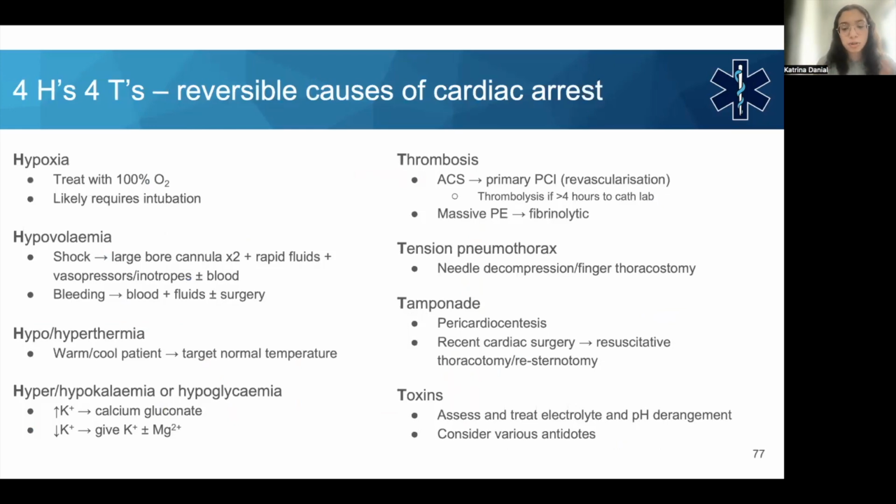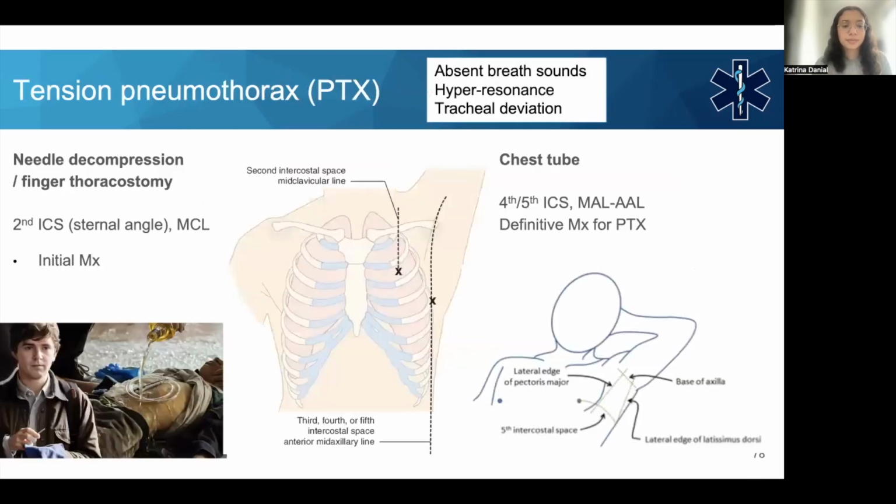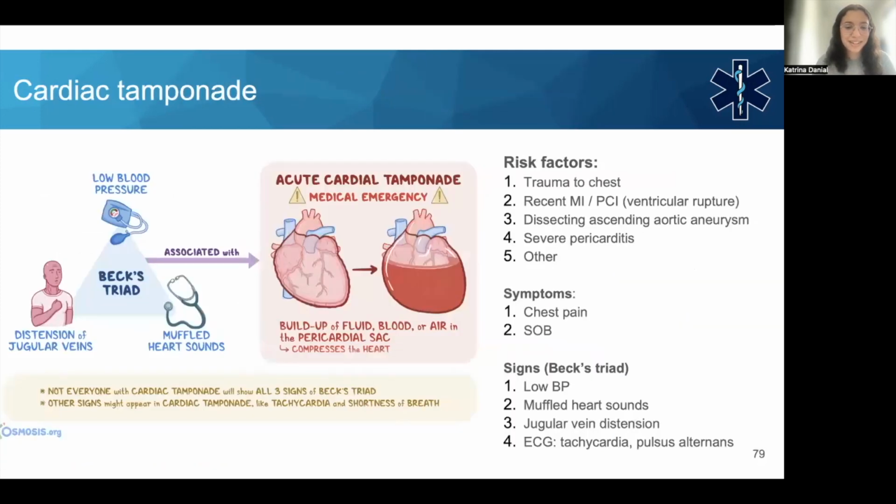And last but not least, toxins. So has the patient taken anything toxic that has caused them to go into cardiac arrest? And then you want to think about what could it be, and you look for the signs of certain types of overdoses, and you would give the relevant antidote agent. So see, it's pretty easy, and you know how to answer the questions now.